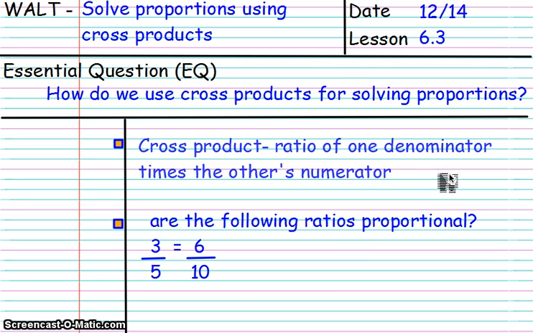Well, we want to know if the following ratios are proportional. So if you look at the definition, we're going to multiply one fraction's denominator times the other fraction's numerator. So you can see when we do this, we can go 3 times 10 is 30. And if we do the same thing on the other side, 5 times 6 is 30. And since the cross products of those two fractions are equal, then these two fractions are proportional.